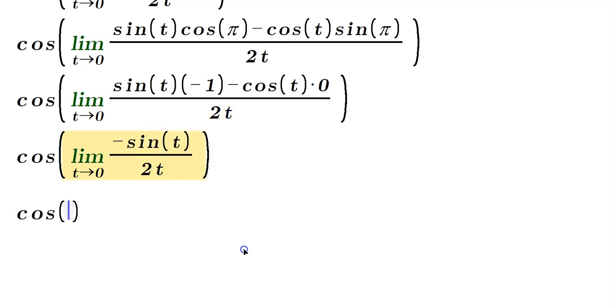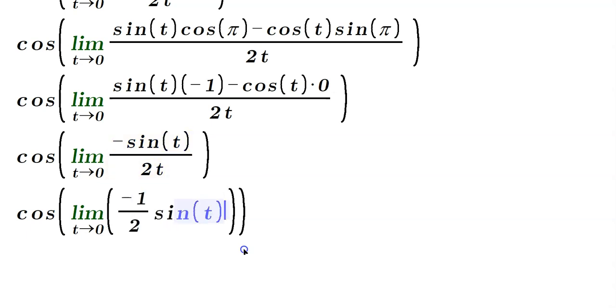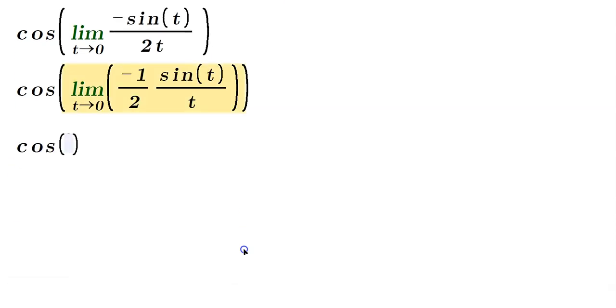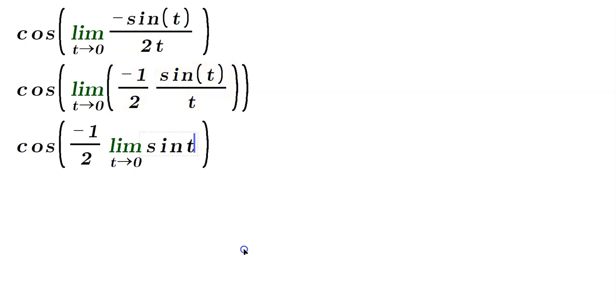Next, we can separate off a -1/2. So it's going to be like this. The limit as t approaches 0. And there you're going to put -1 over 2 separated off from the sine t divided by the t this way. And then you continue. So it's going to be the cosine of the limit as t approaches 0, and then you can put that -1/2 all the way out here. And what's left over there would be the sine t divided by the t this way.